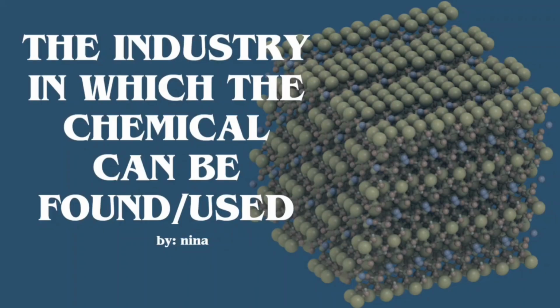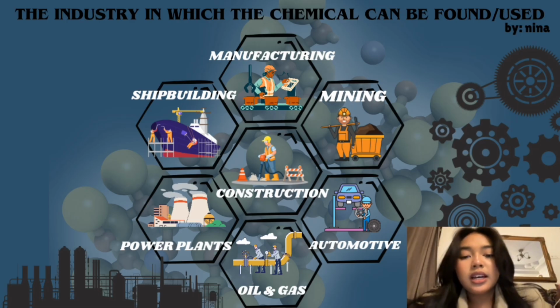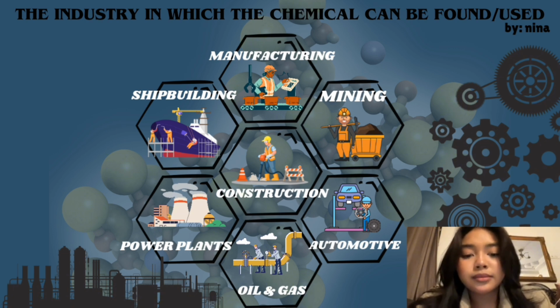Okay, so what industry can asbestos be found or used in? Firstly, we have manufacturing, mining, automotive, oil and gas, power plants, construction, and shipbuilding. Construction is the main industry that uses asbestos.